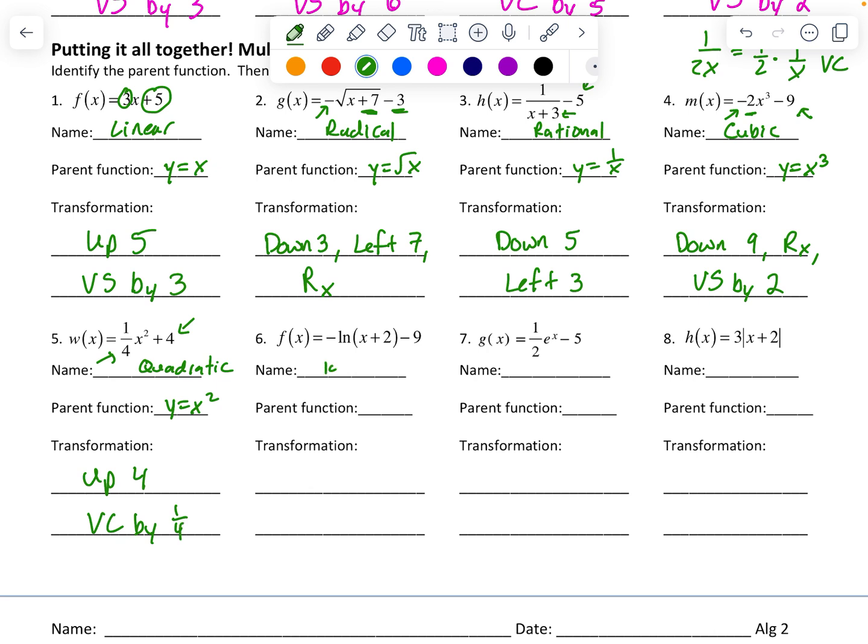6, I see an ln, so that's going to be a logarithmic. So y equals ln x. This one's got a few different things going on, so that minus 9 is outside, so down 9. The plus 2 is inside the parentheses, so that'll be a left 2. And a negative in the front tells me a reflection over x.